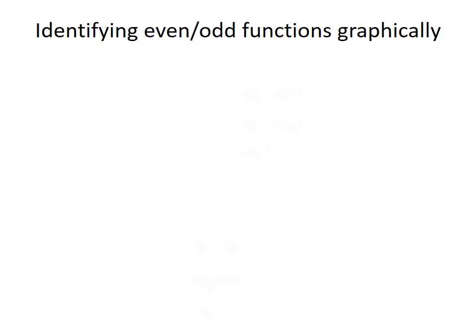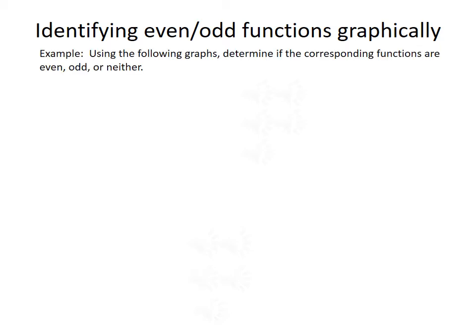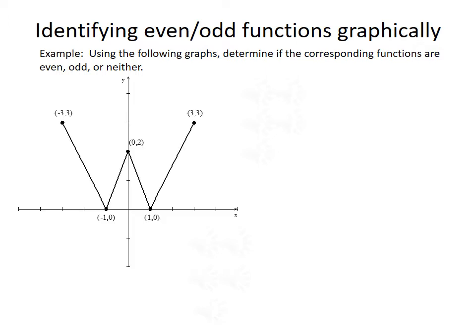So using the previous definitions, we want to determine whether or not functions are even or odd using their graphs. Let's do a couple of examples. Using the following graphs, determine if the corresponding functions are even, odd, or neither even nor odd. So here's our first graph. To determine if the function is even or odd, we need to identify what symmetry the graph may have. So if we look at this graph, does it have symmetry with respect to the y-axis, or symmetry with respect to the origin, or no symmetry at all?